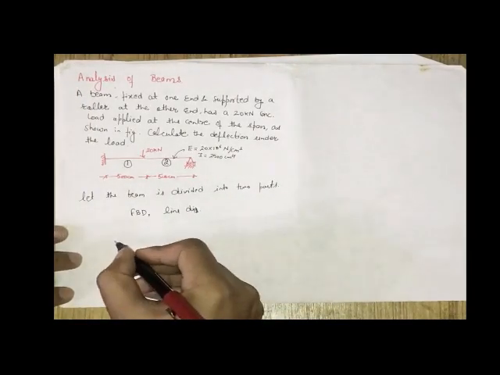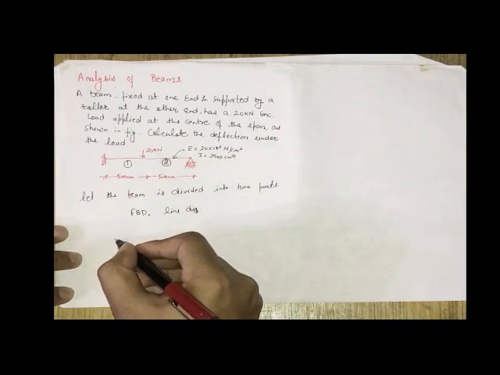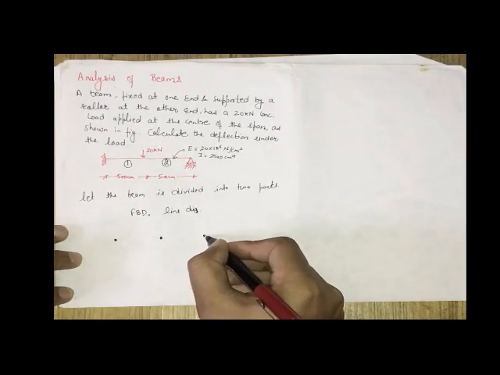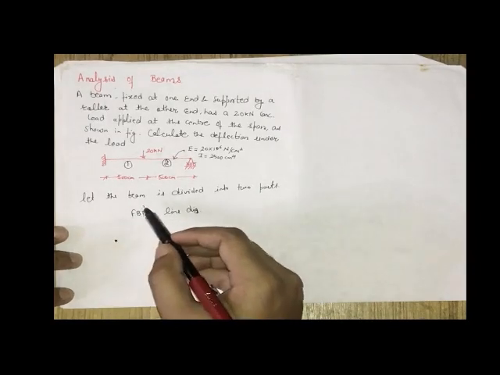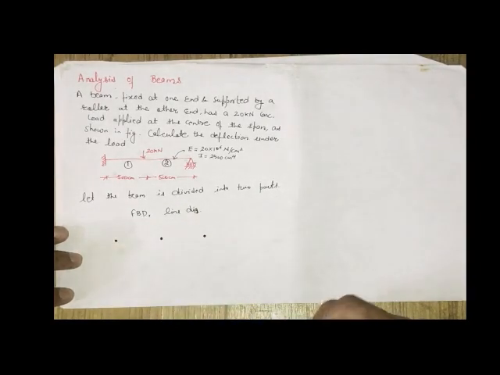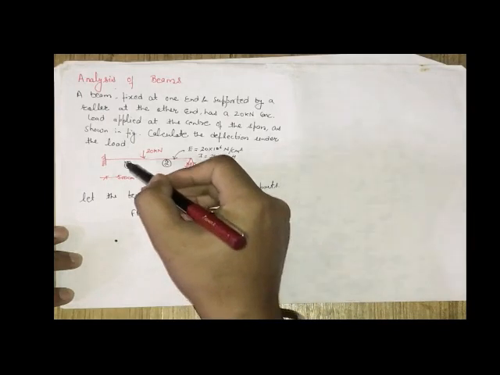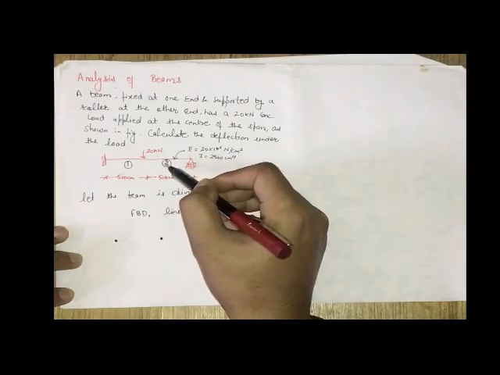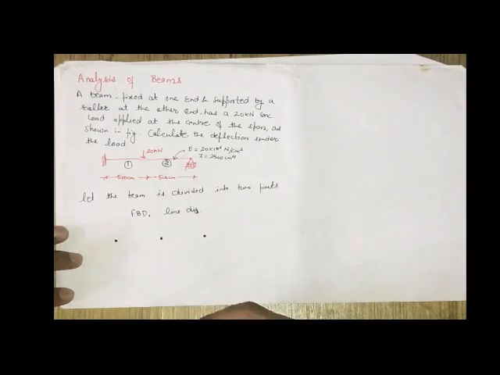Where the load is applied is a node. Here the support is also a node, where the load is applied is a node, and here is also a node. Now let the beam be divided into a number of parts. Here we have two parts, part 1 and part 2, that is element 1 and element 2.